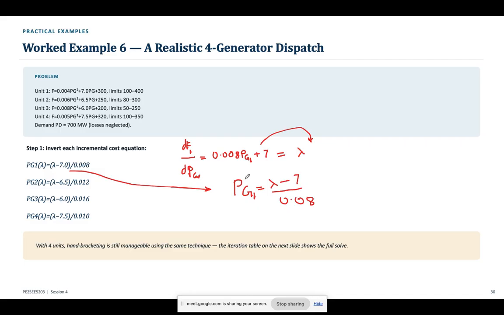We now have 4 lines whose output depends upon the same lambda. Lambda is not changing. You can see that I don't have lambda 1, lambda 2. The lambda is the same thing. So before solving, it is worth looking at the intercepts. See, unit 3 begins at the lowest marginal cost, followed by unit 2, unit 1 and unit 4.